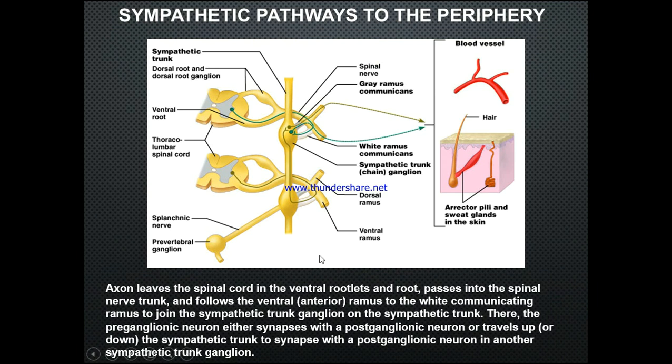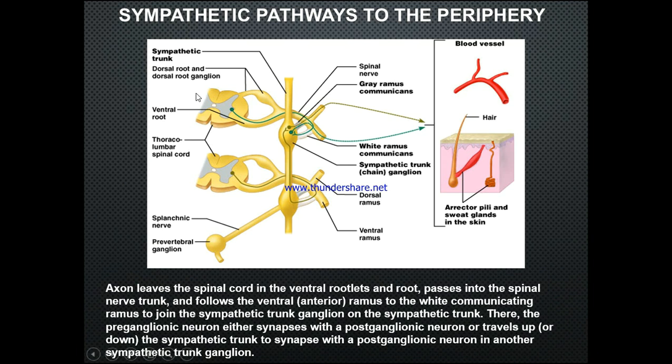Okay, so I just want to talk about the sympathetic pathways to the peripheries, such as the blood vessels, and look at this in a little bit more detail. Axons leave the spinal cord in the ventral rootlets and roots, pass into the spinal nerve trunk and follow the ventral ramus to the white communicating ramus to join the sympathetic trunk ganglion on the sympathetic trunk. There, the preganglionic neuron either synapses with a postganglionic neuron, or travels up or down the sympathetic trunk to synapse with a postganglionic neuron in another sympathetic trunk region. So what does all of this mean?